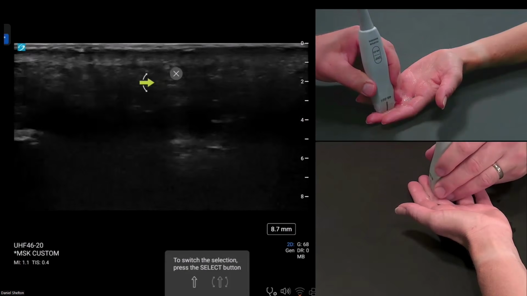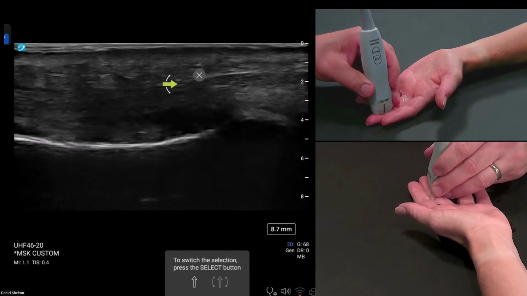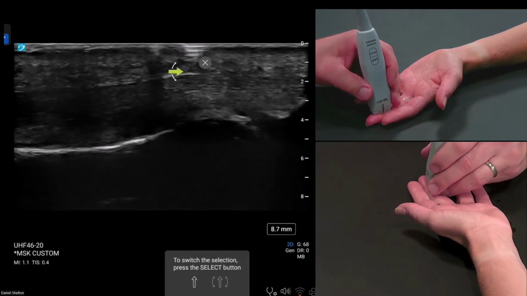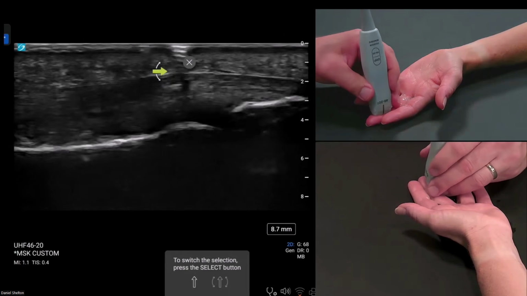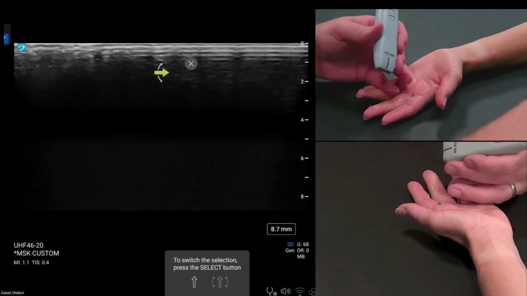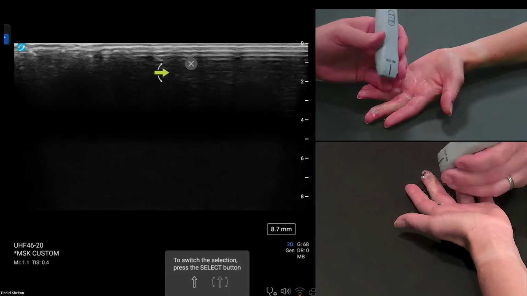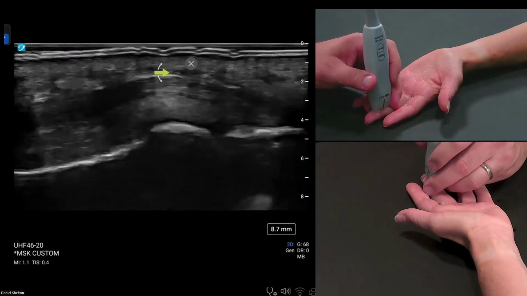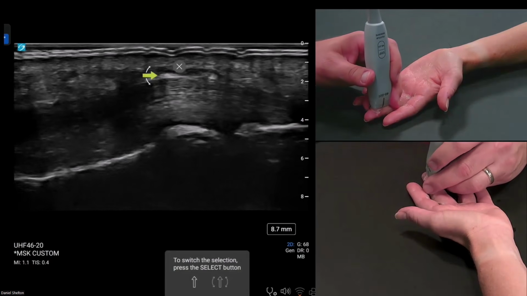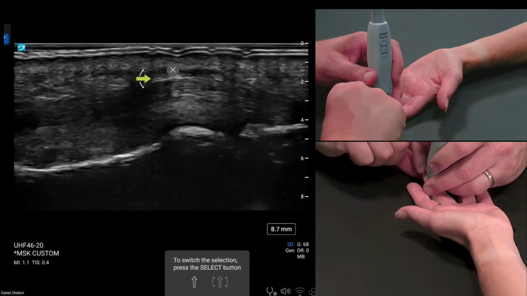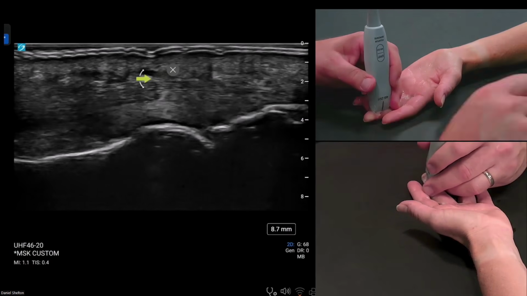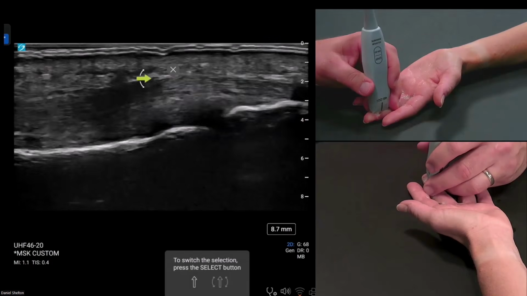And I'm not completely ignoring the cruciates, the C1, 2, and 3s, but they're just less a part of the exam than the annular pulleys. So I have a little bit of air under my transducer. There we go. So you can see the A5 really, really nice right here. So again, we can flex or we can rock. Actually, that was fat. So the pulley is under that right there.